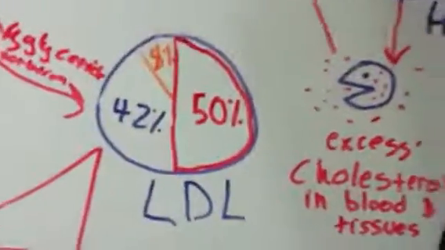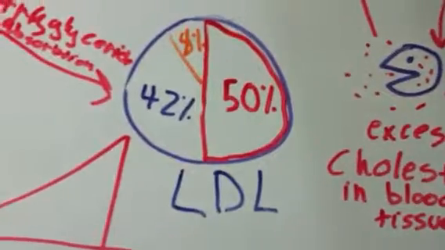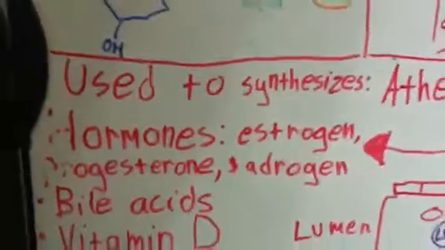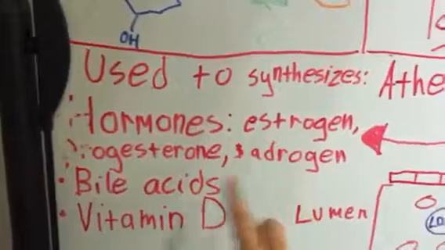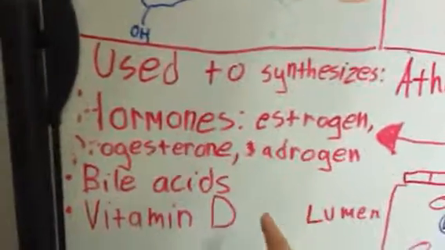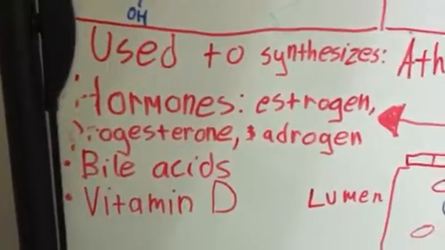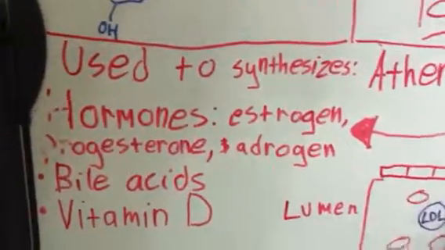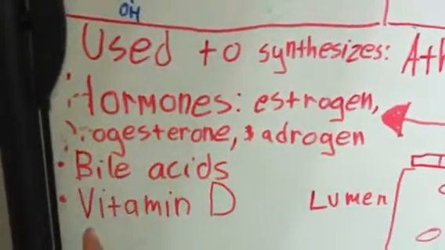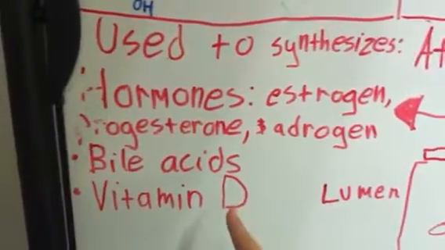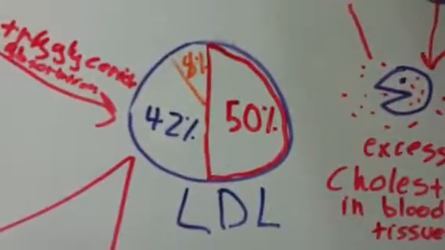And then this LDL can have three things happen to it. It can be sent to other cells to be used. Cholesterol is used to synthesize many hormones such as estrogen, progesterone, and androgen. It's also used to synthesize bile acids and vitamin D. So these LDLs can go to an endocrine cell that's going to use it to generate these, or it can go to a skin cell where it can be used to generate vitamin D. Or this LDL can just kind of float in our bloodstream down here.